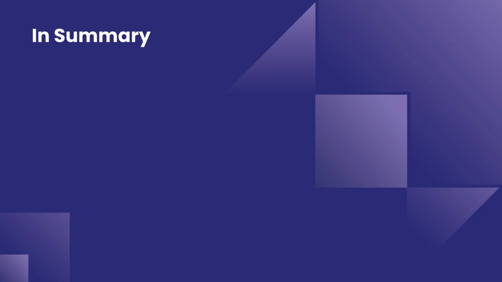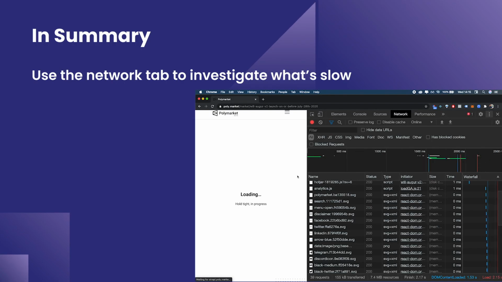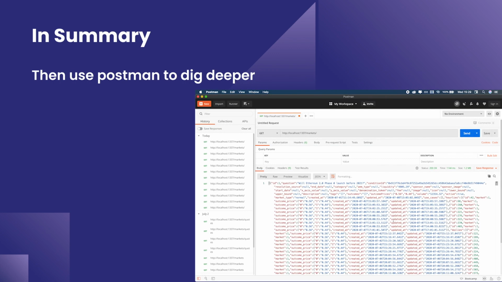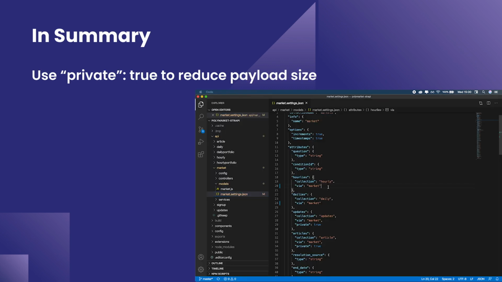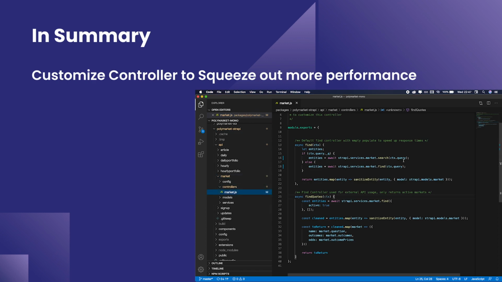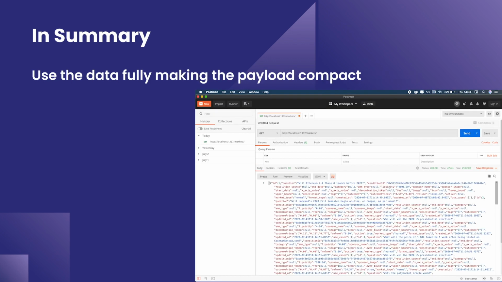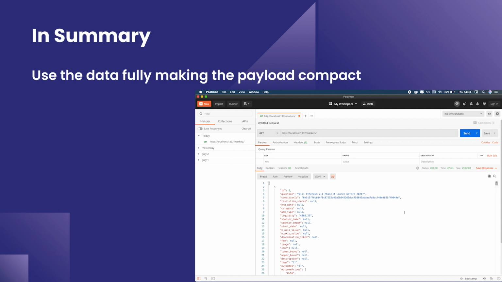To summarize the techniques that I used in this video, I used the network tab to get an initial idea of what was slow in our application. I then used Postman to interact with the API. Then I used the private field set to true to hide fields from the API, reducing payload size. Then I customized the default core controller to have an empty populate parameter. This way, Strapi only makes one request to load the market's data, making the payload very compact while improving load times by over 10 times.